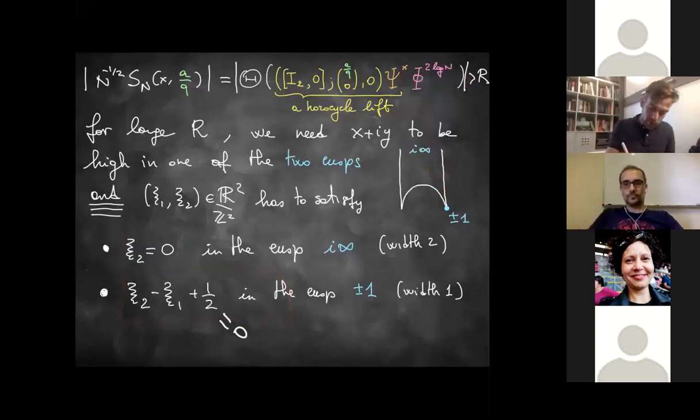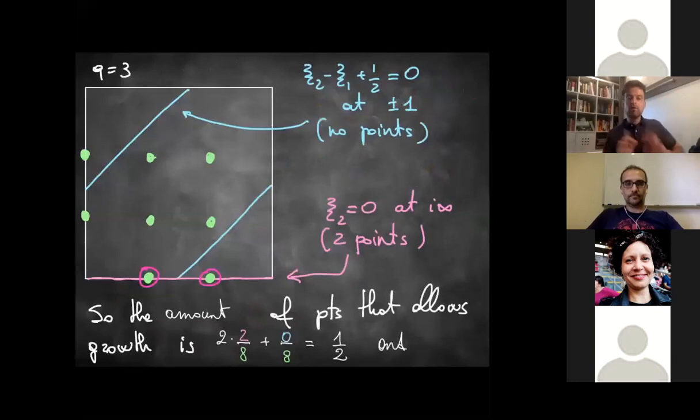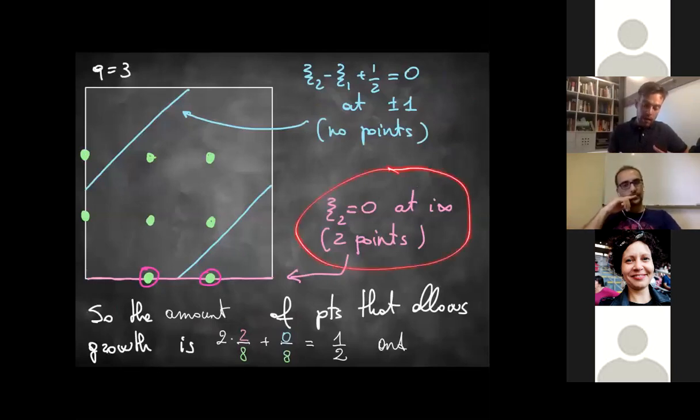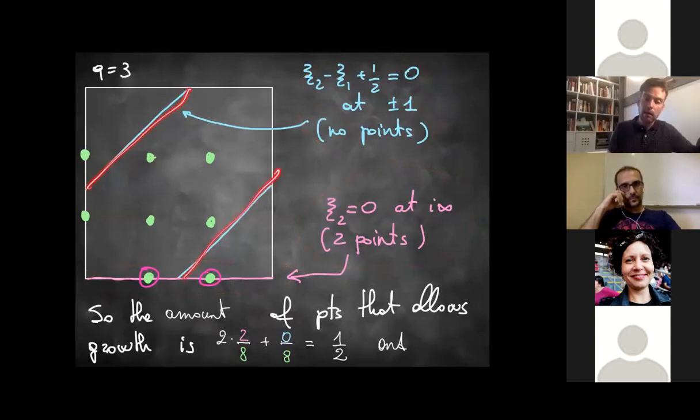So I want to focus, and I'll finish with this discussion, on these two conditions. Here I'm just doing the case of Q equal 3. So imagine alpha equal to 1/3. As I said before, there's a finite set of points that come with uniform probability, as you start moving your horocycle, you start traveling over this finite set of 8 points. They are green points. And then in order to grow, if you're going to the cusp at infinity, you must be on this edge of the square. If you're going to the other cusp at plus and minus one, you must be on this line. If you're not there, you don't grow.